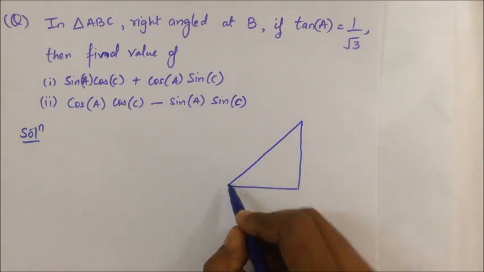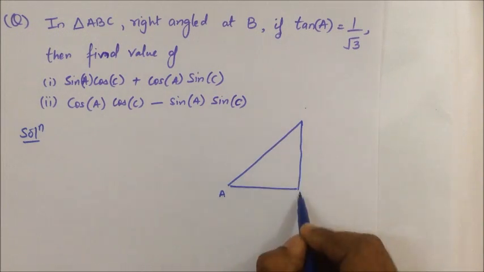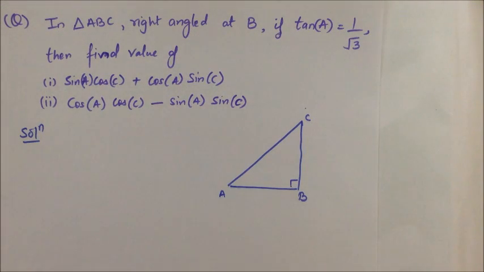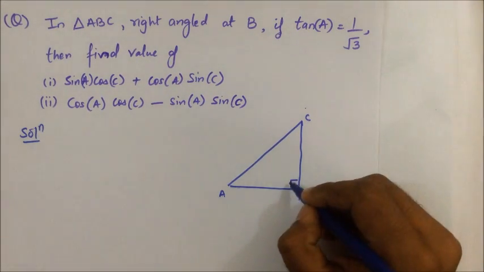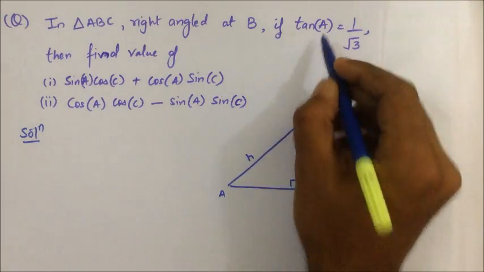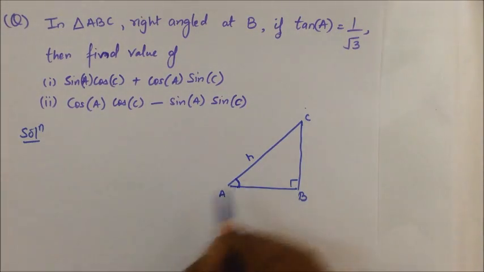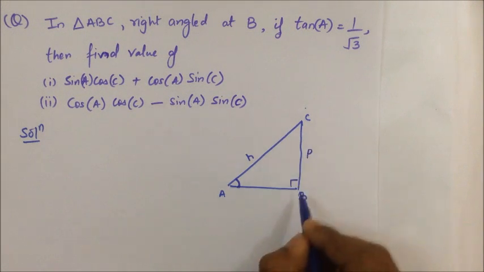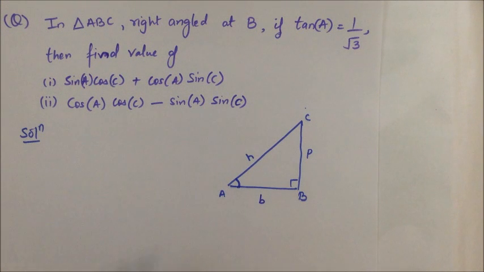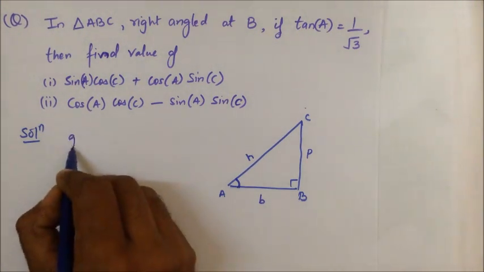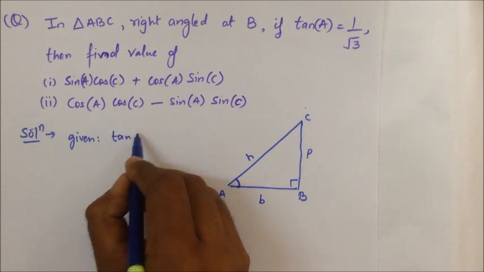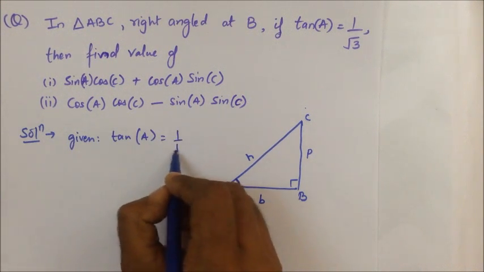So this is a right angle triangle ABC, since it is said that it is right angled at B. Now for this angle of 90 degrees, the opposite side would certainly become the hypotenuse. Now it is given that tan of A, so I'll mark angle A. For this angle A, BC would behave as the perpendicular and AB would behave as the base. Therefore it is given to us that tan of A is equal to 1 by root 3.